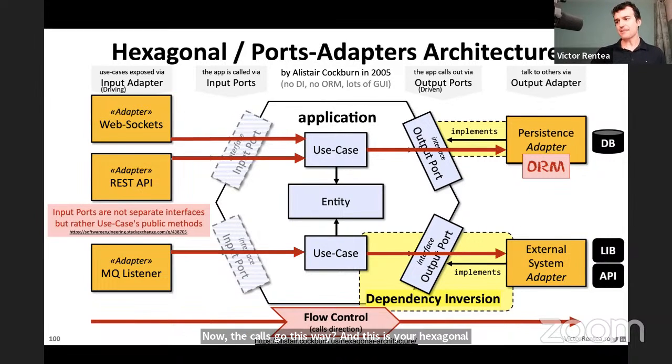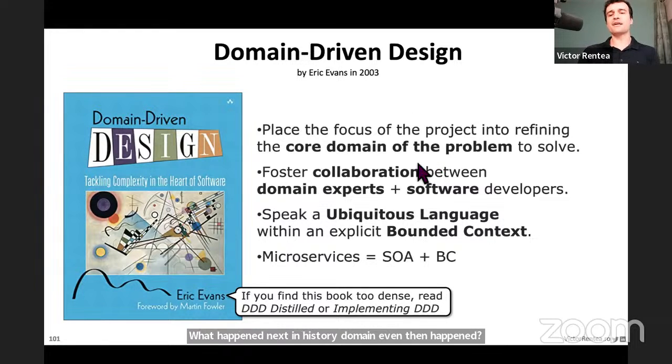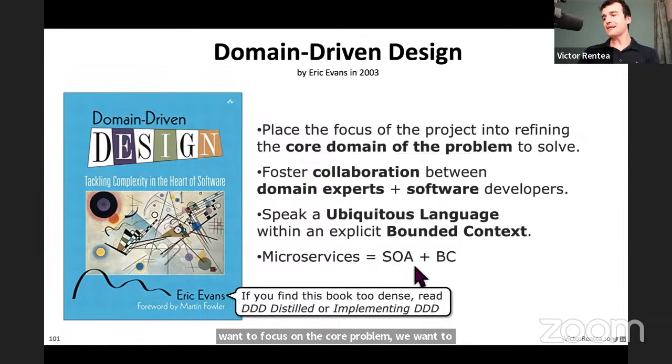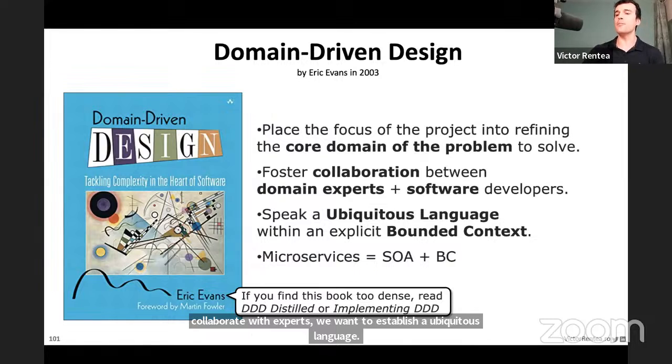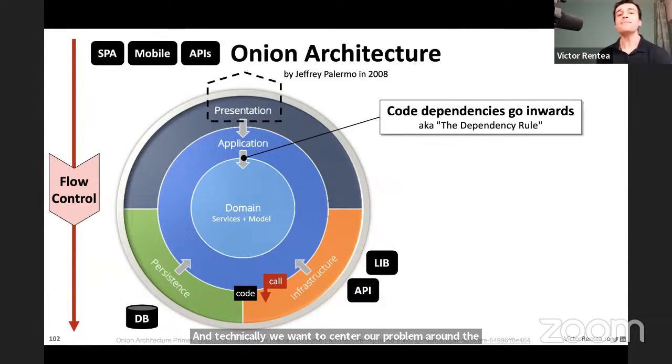Right. What happened next in history? Domain-driven design happened. Actually that's in the extra slide, which brought some ideas to the discussion: that we want to focus on the core problem, we want to collaborate with experts, we want to establish a ubiquitous language, and technically we want to center our problem around the domain of our complexity. Then please welcome Onion.